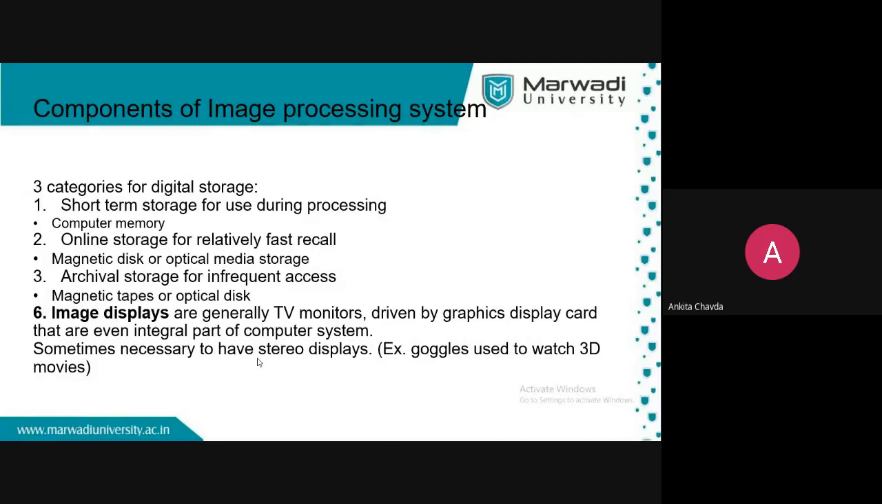There are three categories of digital storage. One is short-term storage for use during processing. You can say it is a kind of computer memory, RAM, which is used only at the time of processing. Second is online storage for relatively fast recall, which you can say is magnetic disk or optical media storage. And the third is archival storage for infrequent access. We want that data, but we are not using it frequently, so we can store it on magnetic tape or optical disk.